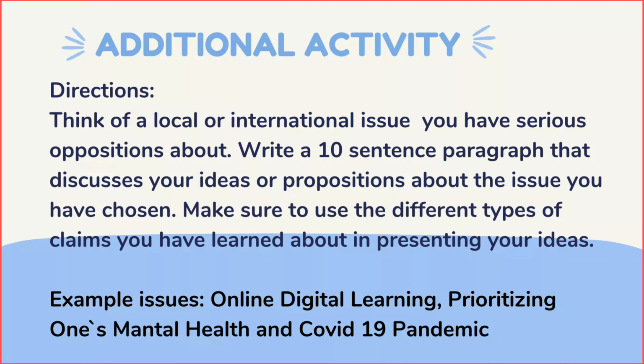So I will be the one to check your work. Proceed to the additional activity. Directions: think of a local or international issue you have serious oppositions about. Write a 10-sentence paragraph that discusses your ideas or propositions about the issue you have chosen. Make sure to use the different types of claims you have learned about in presenting your ideas.